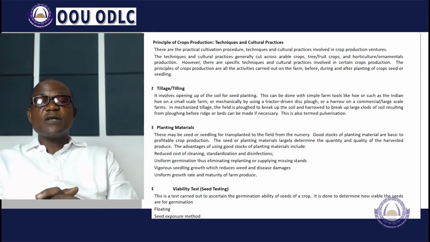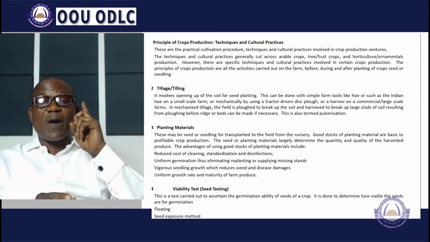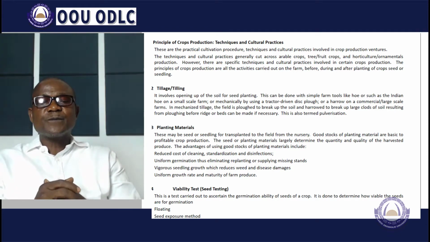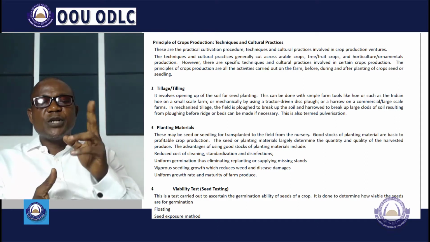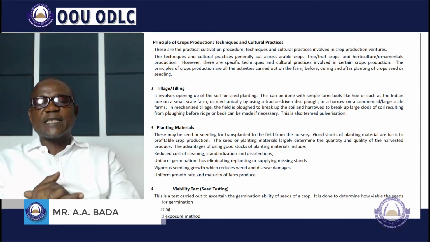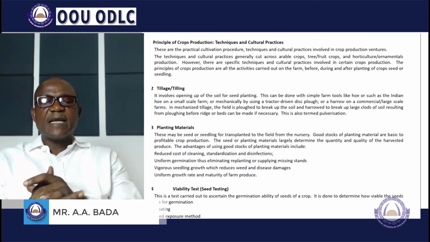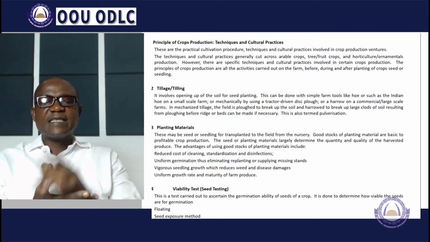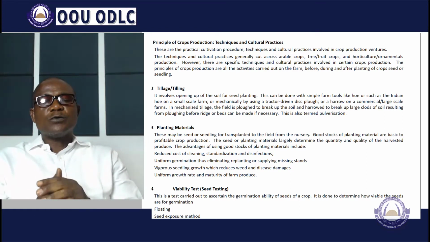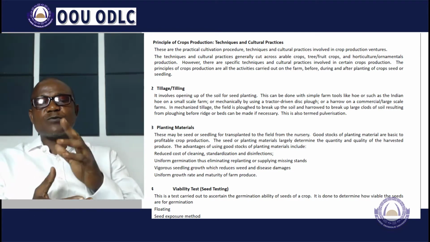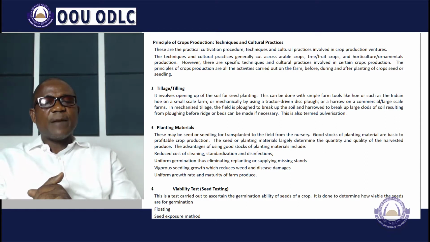The advantages of using good stocks of planting materials include, but are not limited to: 1. Reduced cost of cleaning, standardization, and disinfection. 2. Uniform germination, thus eliminating replanting or supplying of missing stands. 3. Vigorous seedling growth, which reduces weed and disease damages. 4. Uniform growth rate and maturity of farm produce. Seed testing, viability test.